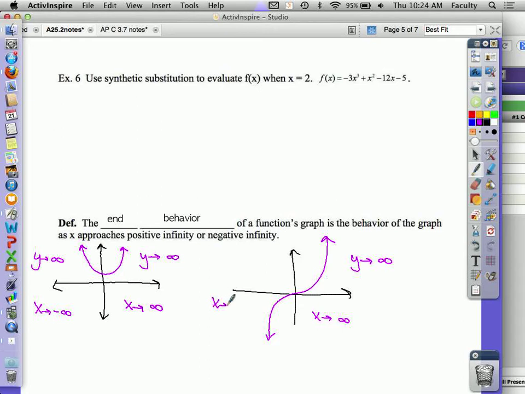But as x goes to negative infinity, which is just moving left on the graph, if I'm pulling my string, where does the y value go? It didn't go up, did it? It's shooting down. So y is going to negative infinity.